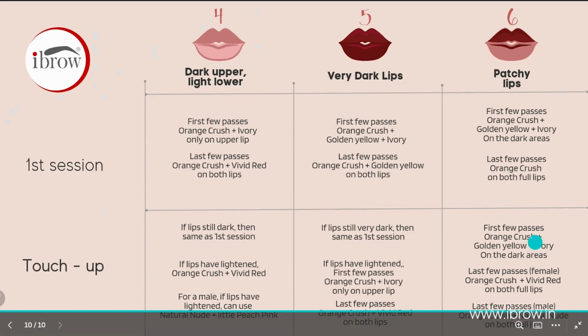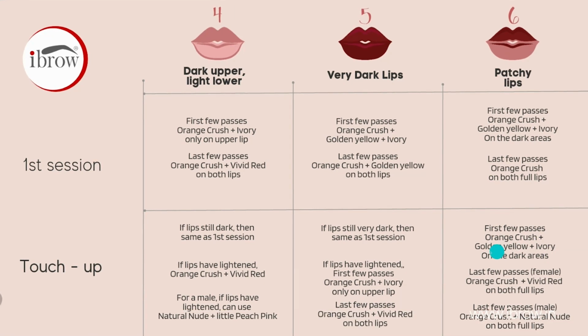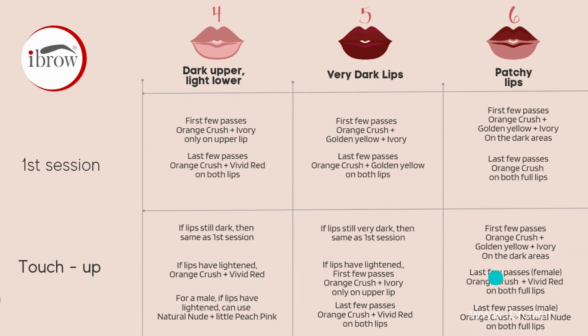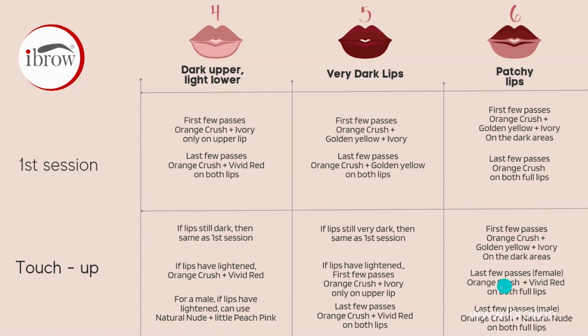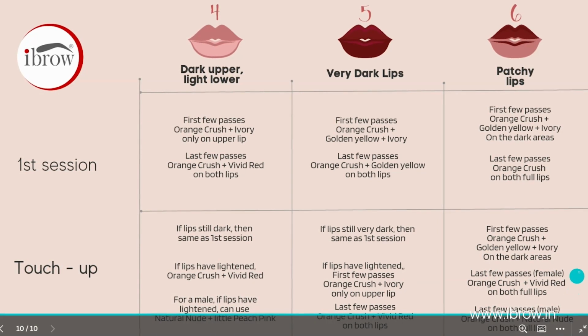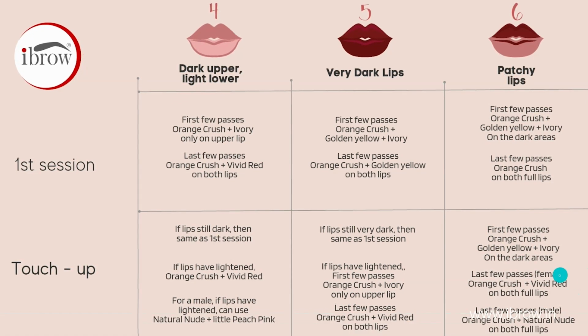Touch up of patchy lips. So once again, first few passes of Orange Crush, Golden Yellow and Ivory only on the dark areas. Last few passes, if it is a female, Orange Crush and Vivid Red on both full lips. If it is a male, then you mix Natural Nude and Orange Crush on both full lips.